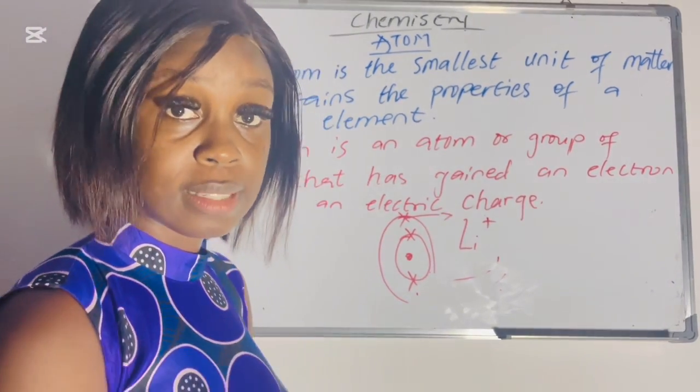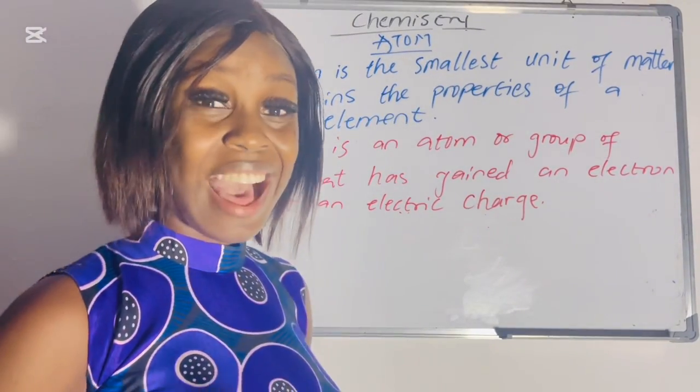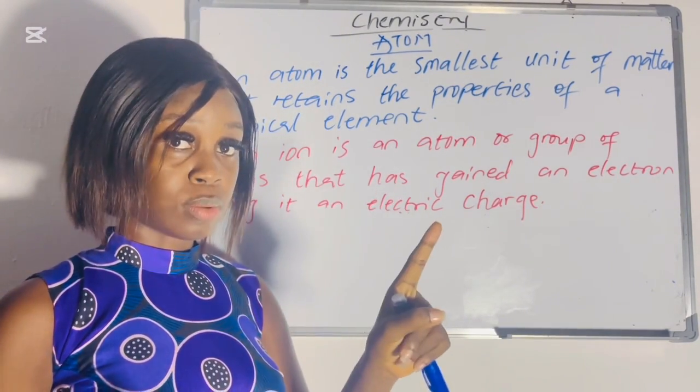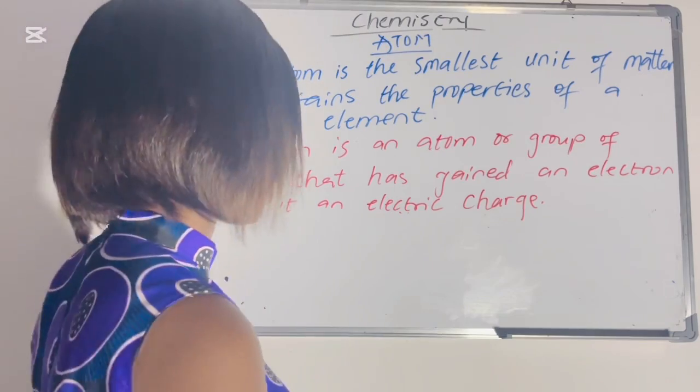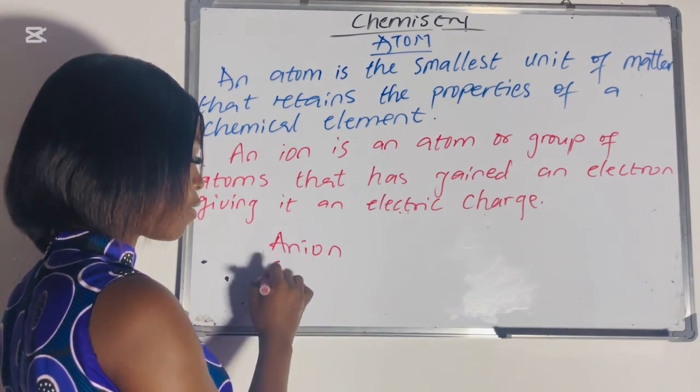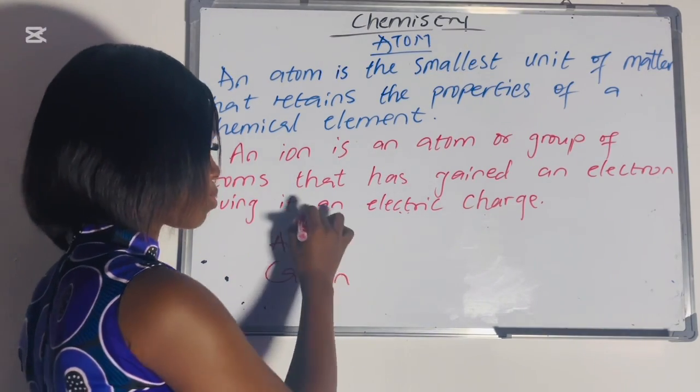Do you understand that? So let us look at types of ion. We are still coming back to atoms, but let us look at types of ion. We have anion and we have cation.